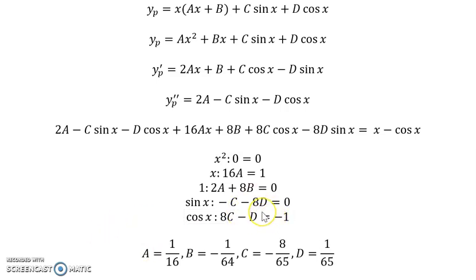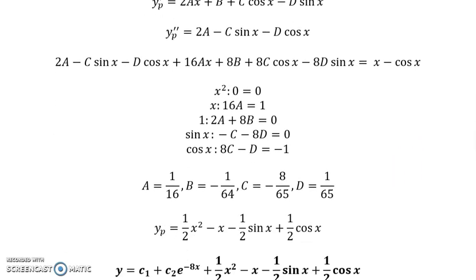And so I'm going to put this into a matrix and solve this. Or you can do it by hand. It's probably not too difficult. But if you have linear algebra knowledge, this is a good place to use it. And so what we end up with is c equals negative 8 over 65, and d is equal to 1 over 65.